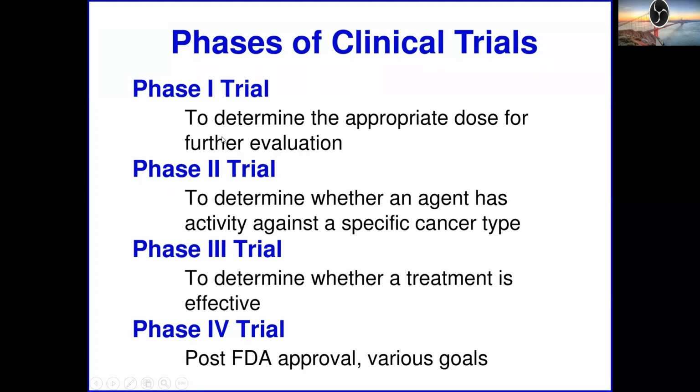Normally, phase 1 clinical trials are conducted in healthy volunteers, except in conditions where toxic drugs or cytotoxics are used, that is, in cancers, and also in HIV patients.